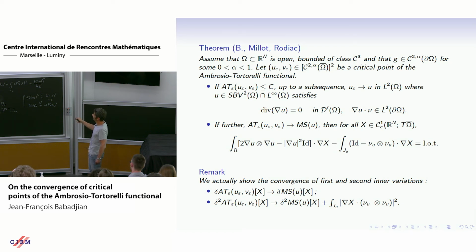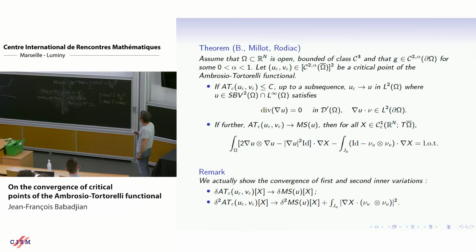So forget about that. But if further you have convergence of the energy, then the limit function u will be a critical point of the Mumford-Shah functional, which means exactly what is written here. So if you take test functions which are completely supported in omega, you get 0 here. To account for the Dirichlet data, you should take test functions which are not necessarily 0 on the boundary, but tangent to the boundary, which gives you some lower order terms here that I don't write explicitly. And so the critical points of the Ambrosio-Tortorelli functionals will converge to critical points of the Mumford-Shah functional.